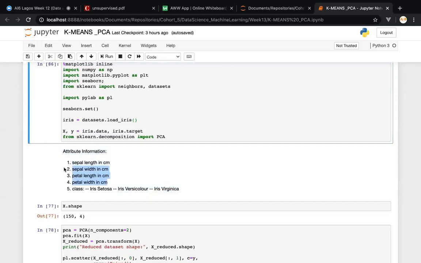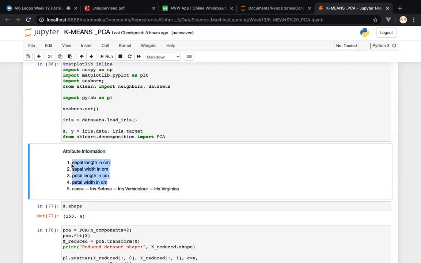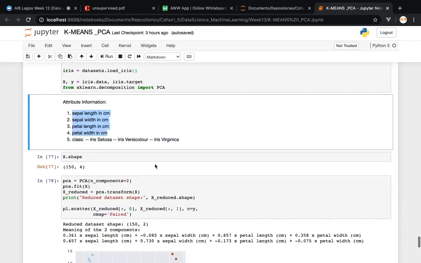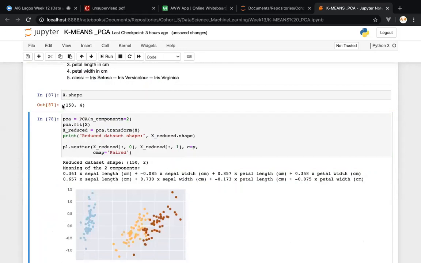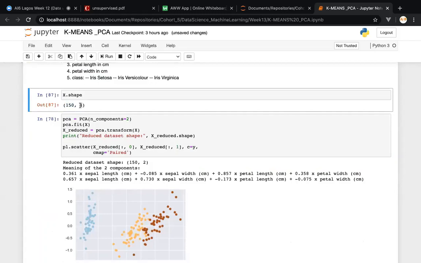And this is in 4 dimensions. The features are in 4 dimensions, right? It won't be easy for you to plot this particular feature set in 4 dimensions. So we can use principal component analysis to reduce it to a 2-dimensional shape. Now if we check the shape, we have 150 training examples and 4 different features. That's our X. Remember, we are not considering the class, which is y, right? And now we want to reduce it to 2 dimensions.